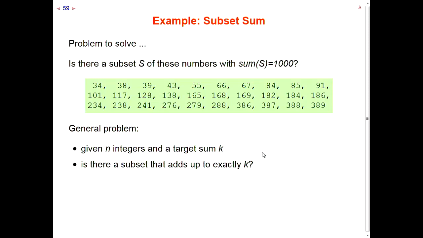This is what is known as the subset sum problem. The general problem is you're given n integers, and you have a target sum k. 55, 85, 101, 389, 186, and 7. Yeah, that's correct. Very good. I'm very impressed.